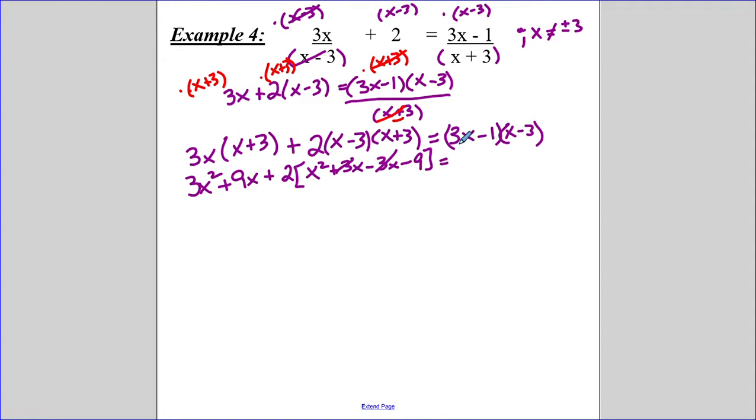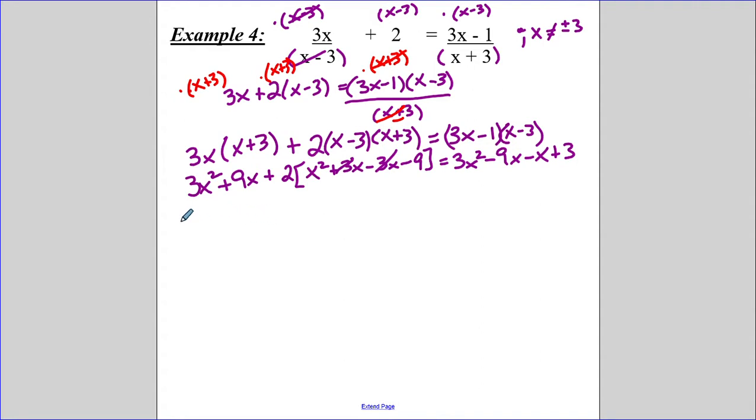Same thing here, I have to FOIL this out. 3x times x is 3x squared. 3x times minus 3 is minus 9x. Minus 1 times x is minus another x. Minus 1 times 3 is plus 3.